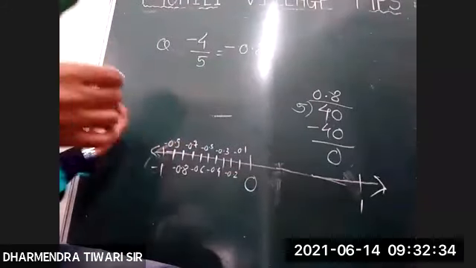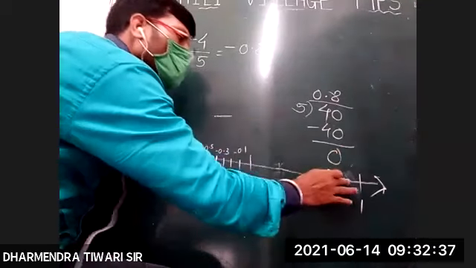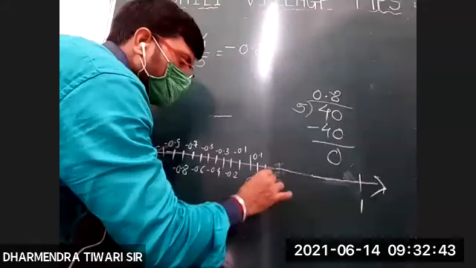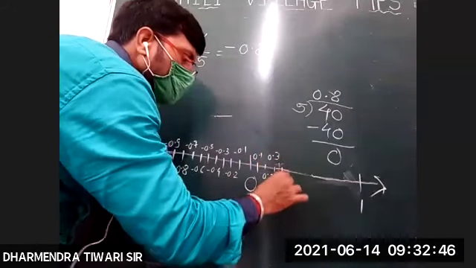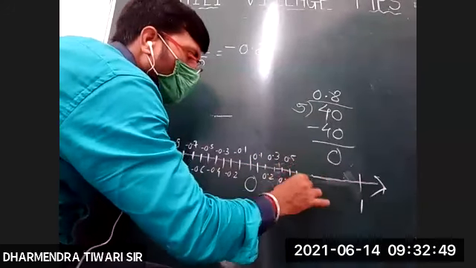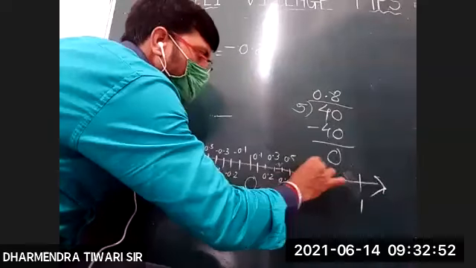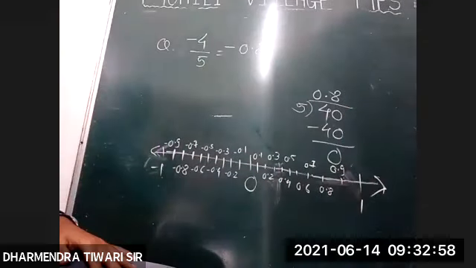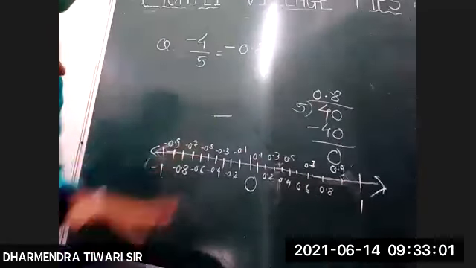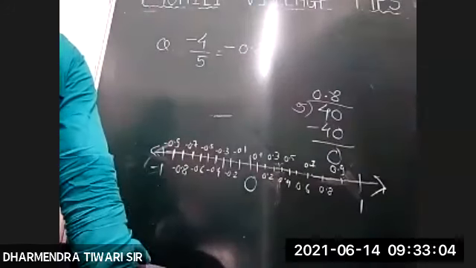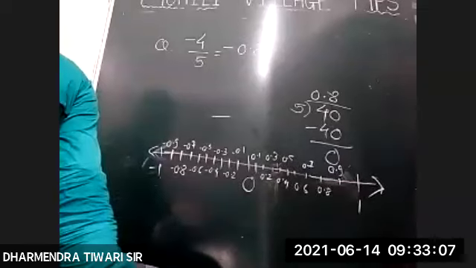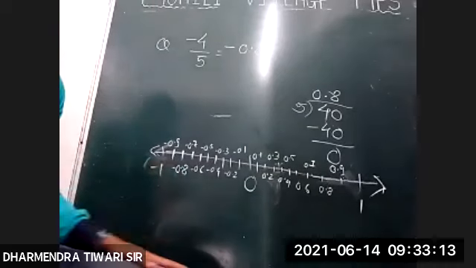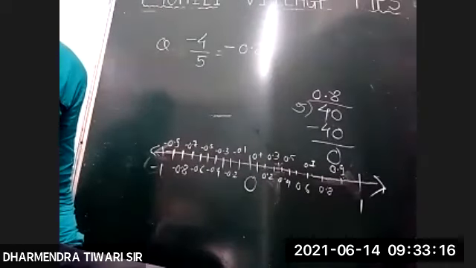As we are moving to the left, we are taking negatives. But as we move to the right side of 0, this will be 0.1, 0.2, 0.3, 0.4, 0.5, 0.6, 0.7, 0.8, 0.9, and after that 1. So this is a way of plotting as per requirement. If we have some numbers whose decimals are far away from each other, then as per requirement, say we have 13 by 10.